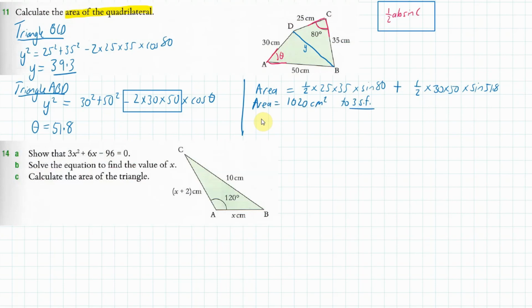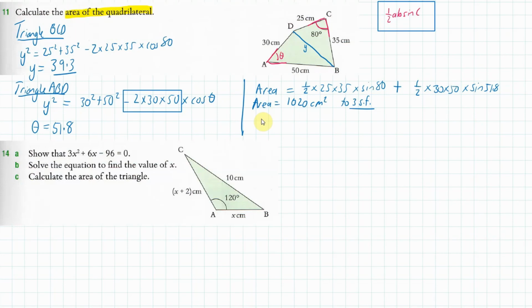So the key idea there is we're trying to use our cosine rule to find our missing side and angle, and that enables us to use our formula for the area of a triangle, half ab sine C. So that's that one. Okay, moving on to the last one that we're going to do today, 14.